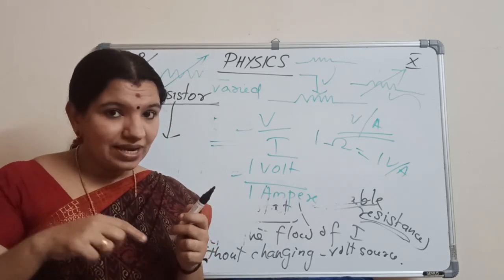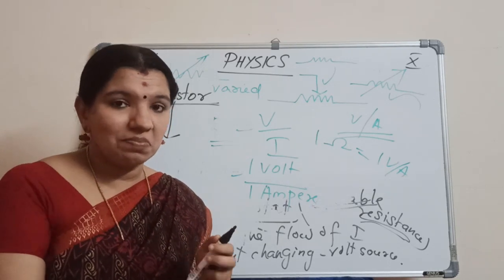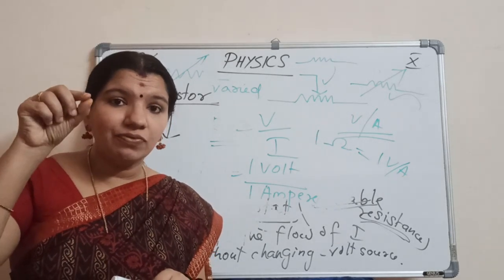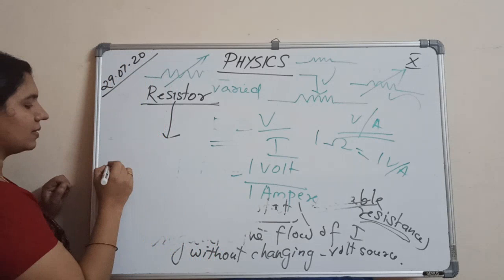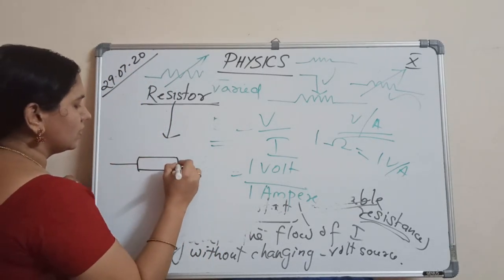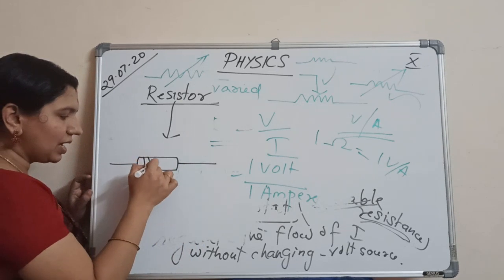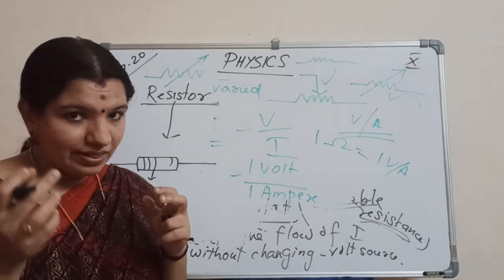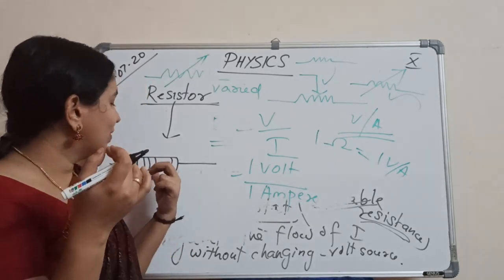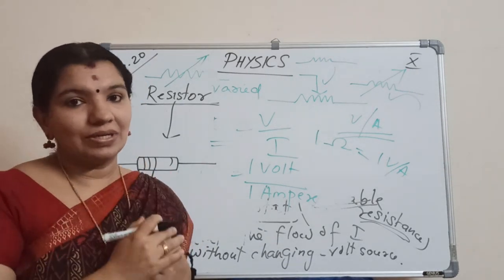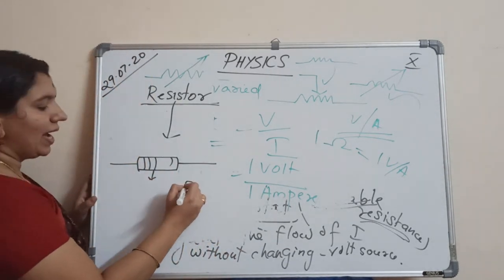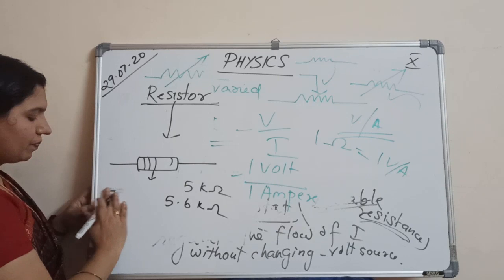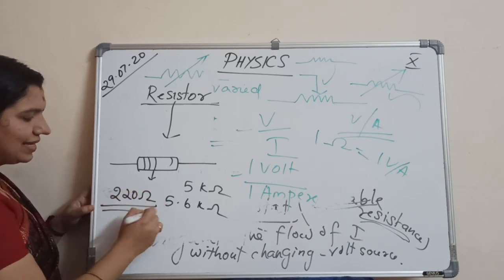We said that in a rheostat we can vary the resistance, right? While doing experiments in the laboratory, we use a rheostat and also resistors, but resistors have a fixed value. A resistor is a small thing, and it consists of some colored rings, and these colored rings have certain values. You study that in 12th standard. With those values we can identify the value of the resistor, for example 5 kilo ohm or 5.6 kilo ohm, 220 ohm. Like this, it has a fixed value.